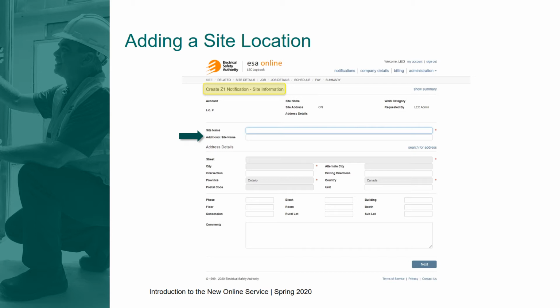After you've entered your site name and any additional information, the next step is to search for the address. You will see a link on the right-hand side of the page just below the additional site name option. When you click this link, it will bring you to the address finding tool.